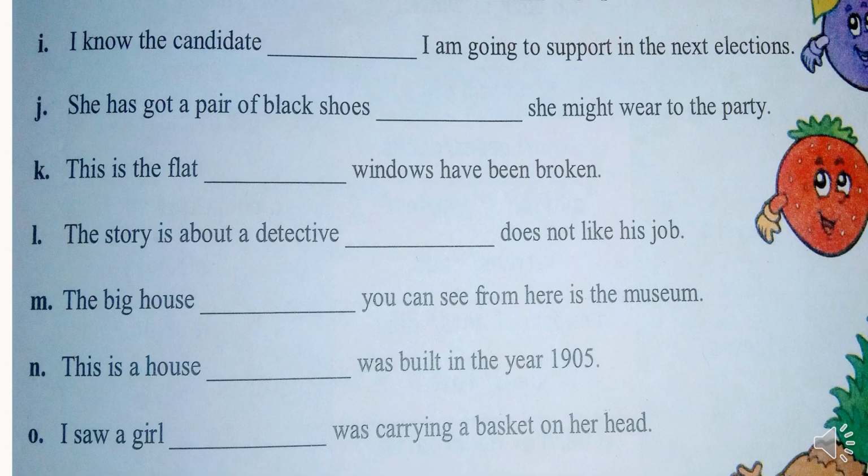I know the candidate dash I'm going to support in the next elections. Candidate is the object of the sentence because he is receiving the action of being supported.